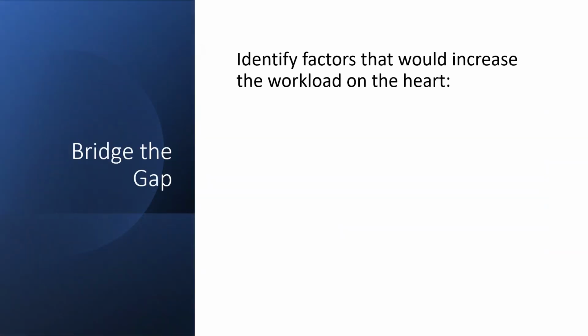So as we're wrapping up this segment, we're going to look at factors that would increase the workload on the heart. This is really important because once we tie this into our content with coronary artery disease, we'll see that especially if a patient has had an MI, it means that there is damage to the heart. And if the heart is damaged, we don't want that damaged muscle to work really hard. So first, we'll identify factors that would increase the workload on the heart, and then we'll look at how we can reduce that workload using pharmacology.